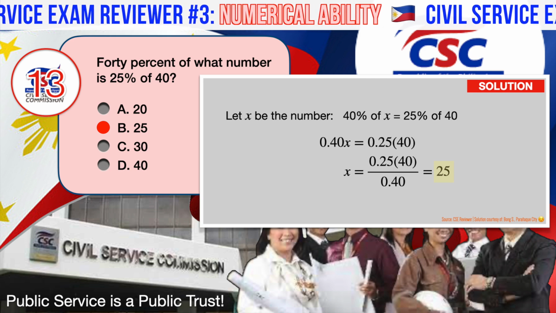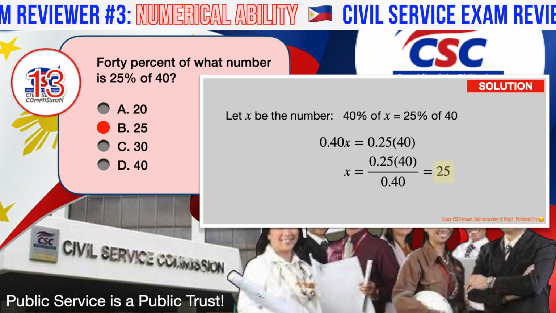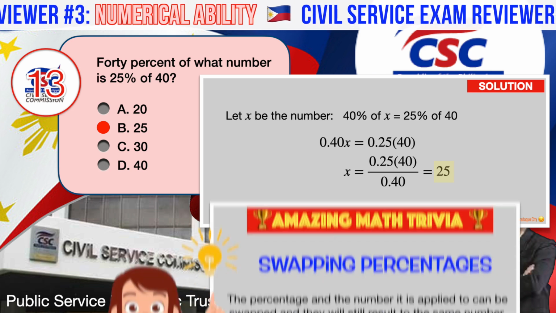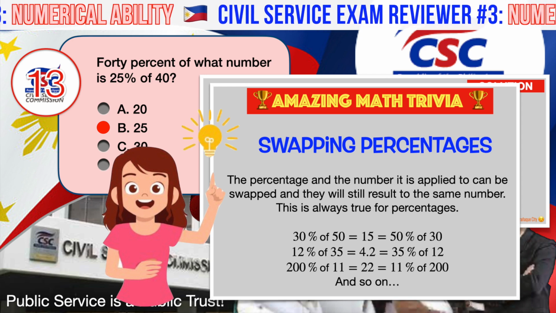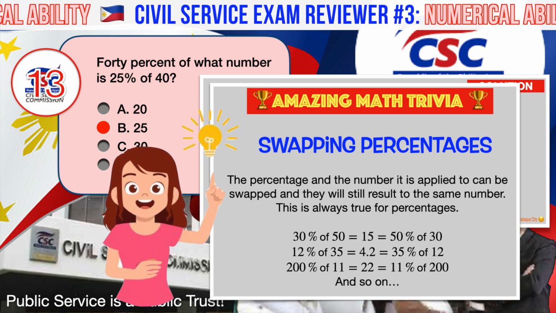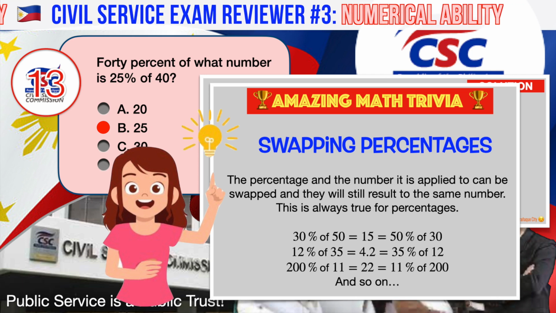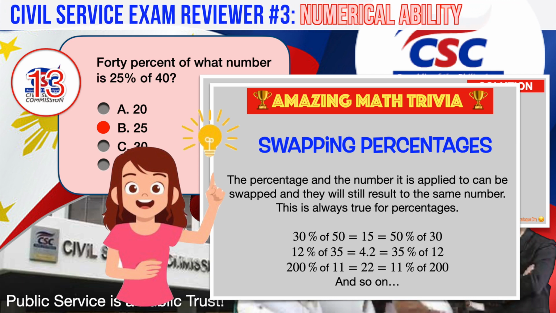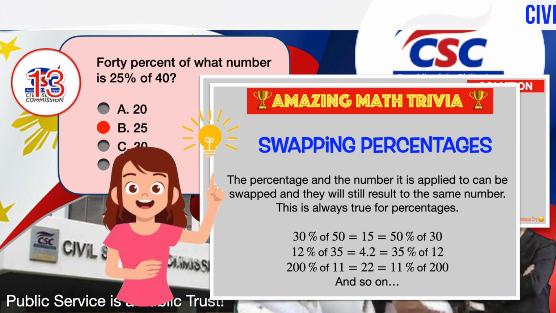Did you notice something peculiar with this percentage problem? 40% of 25 equals 25% of 40. The percentage and the number it is applied to can be swapped and they will still result to the same number. This is always true for percentages. Try it yourself with other percent and number combinations. 30% of 50 equals 50% of 30. 12% of 35 equals 35% of 12. 200% of 11 equals 11% of 200. And so on. Amazing, right?